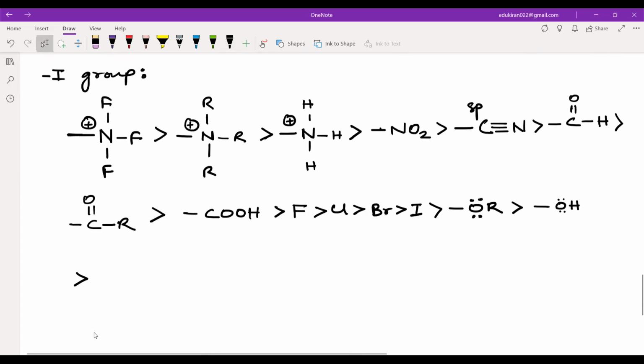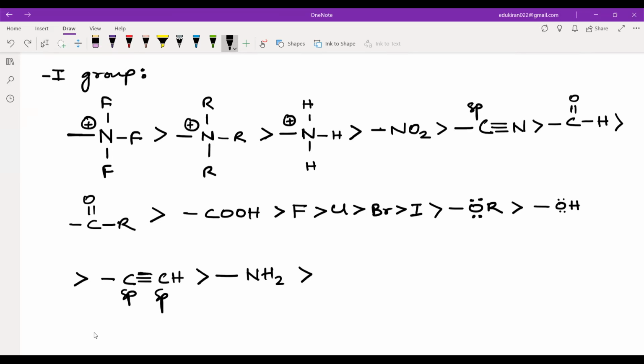After this, you will be having a carbon triple bond first. A carbon triple bond carbon, and then hydrogen. Because it's sp hybridized, this is also sp hybridized, this will be having an electron withdrawing group. Next you have NH2, I guess. And this will be followed by NH2, and then benzene is also electronegative.